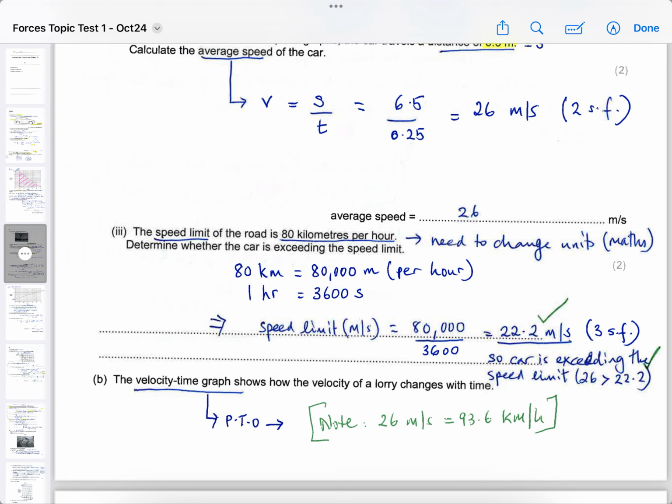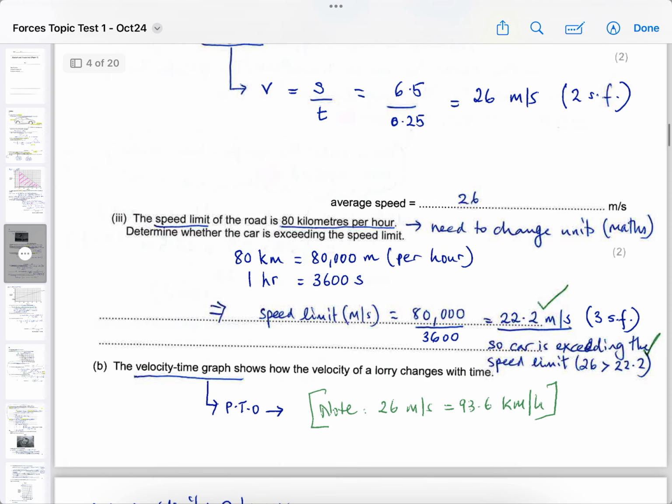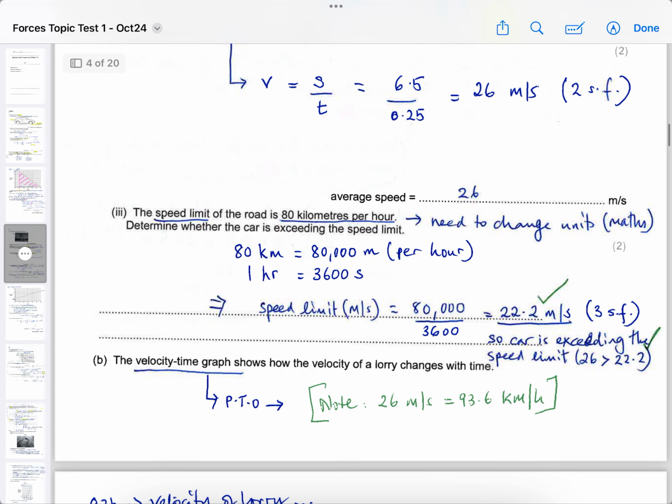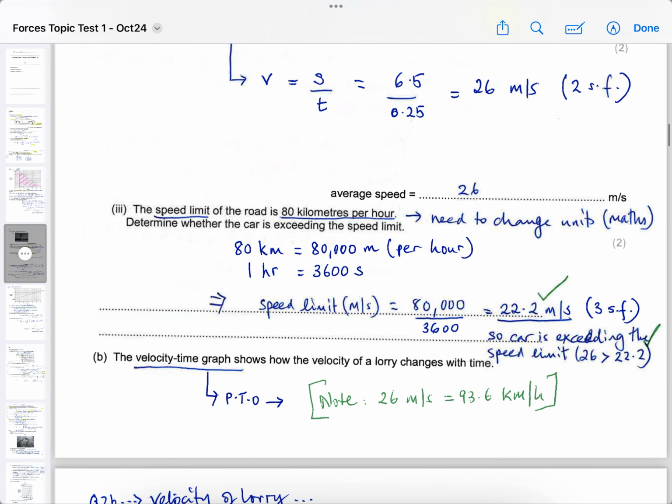One of my students asked me, how do you change it? I said, that's just maths. So you do need to be able to change units based on things that you've done before in maths or in science. So to 3 significant figures it is 22.2 meters per second. We probably don't know it that accurately, so it's about 22 meters per second.